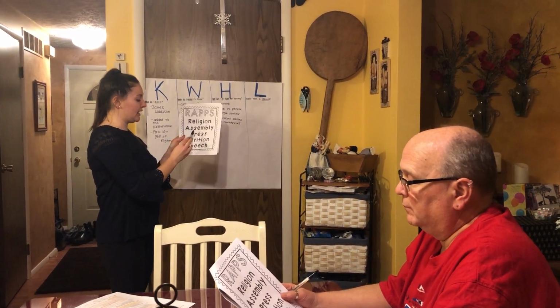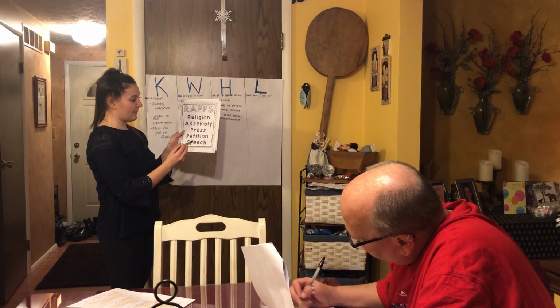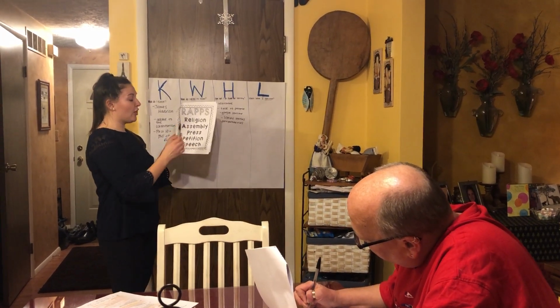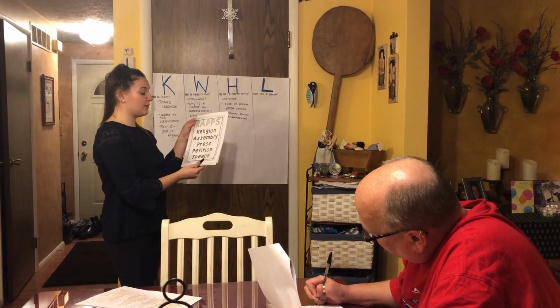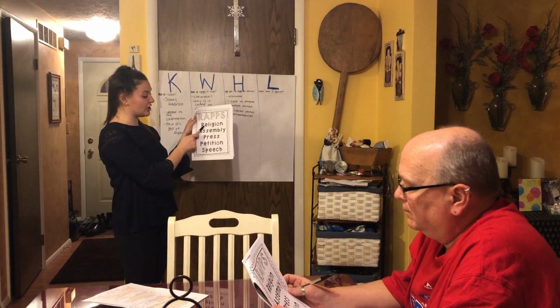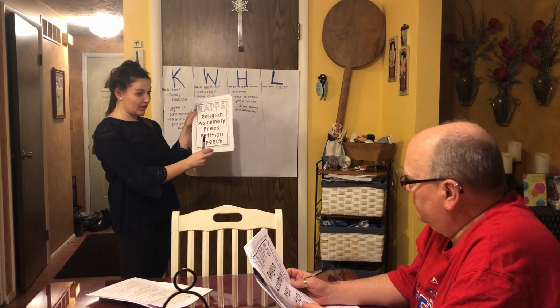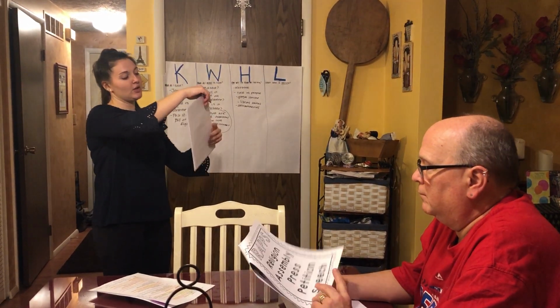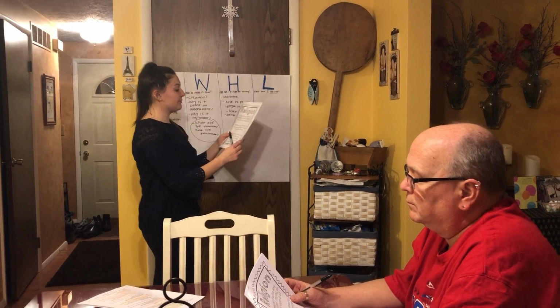Religion, assembly, press, petition, and speech. So if you remember that the first 5 freedoms in the First Amendment are RAPS, religion, assembly, press, petition, and speech, then you will remember the First Amendment. So we'll go ahead and we'll read the first one. The first we're going to read about is religion.